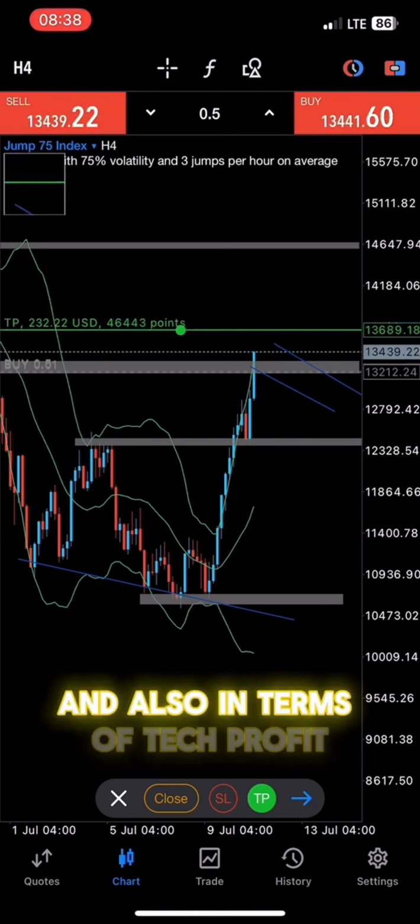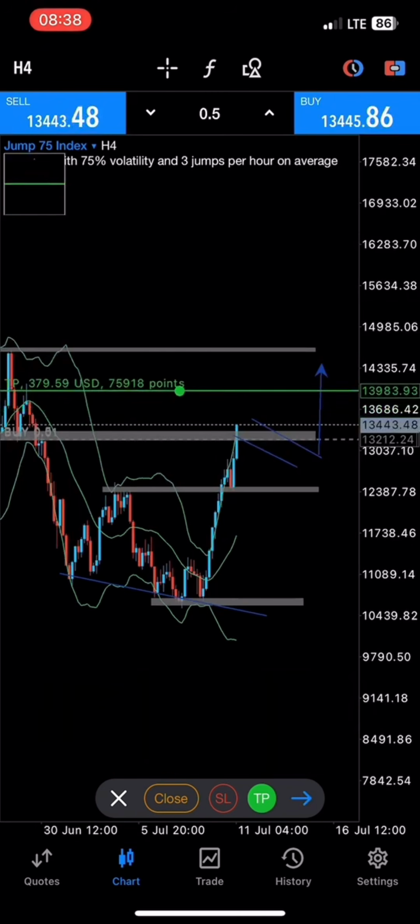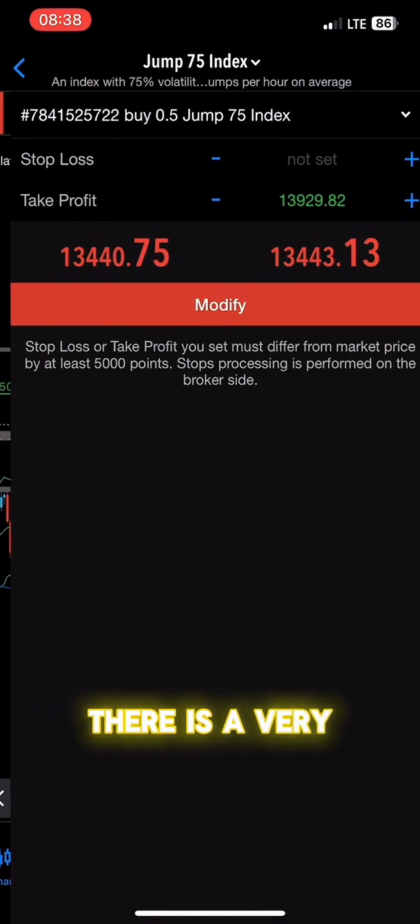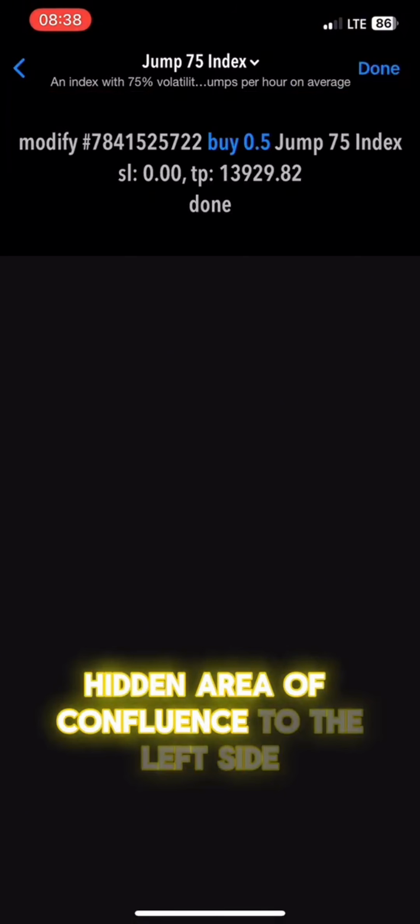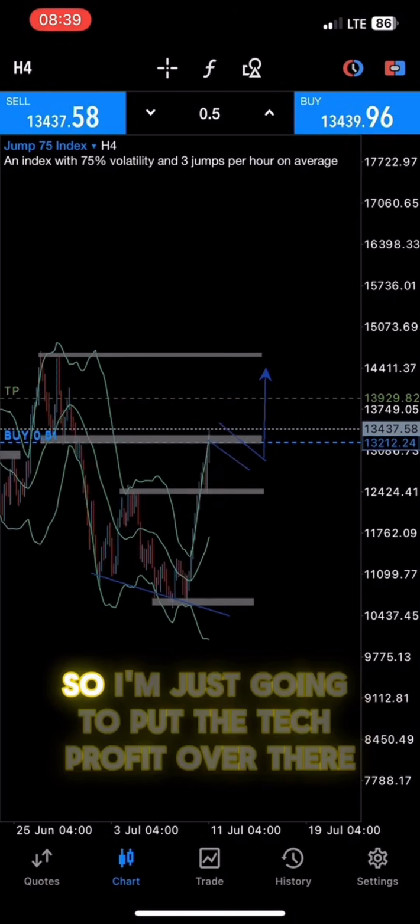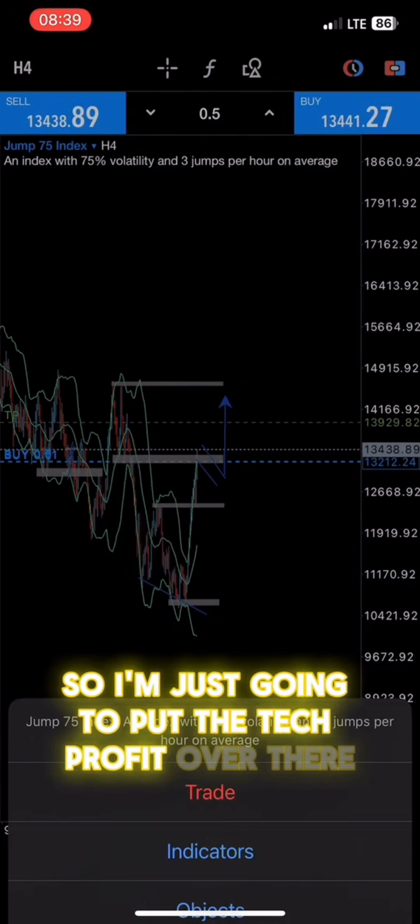And also in terms of take profit, there is a very hidden area of confluence to the left side. So I'm just going to put the take profit over there.